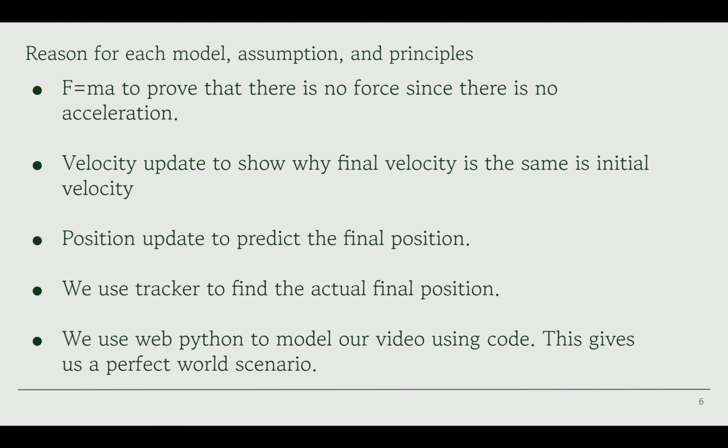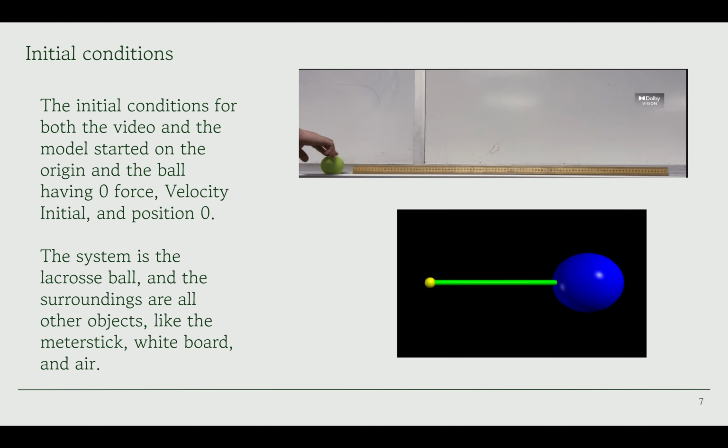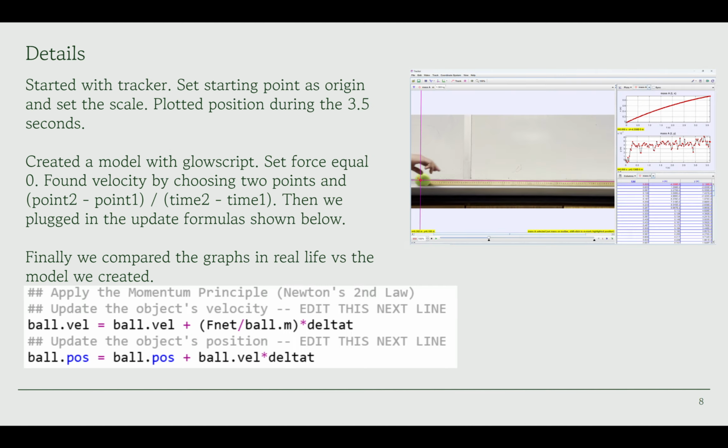These are the reasons for our principles. The initial conditions for both the video and the model started on the origin and the ball having 0 force, velocity initial, and position 0. The system is a lacrosse ball and the surroundings are all other objects like the meter stick, whiteboard, and air.